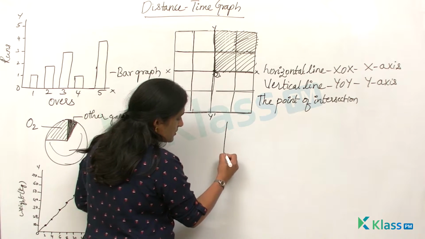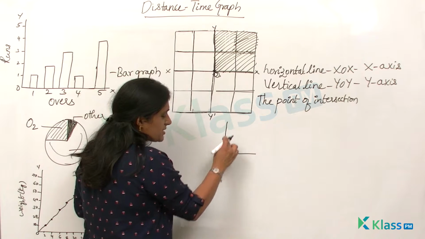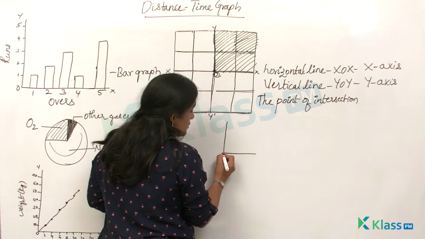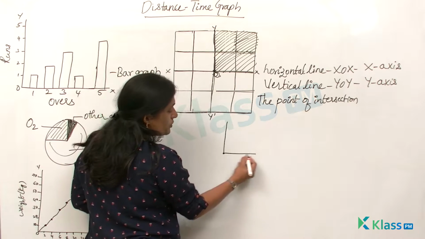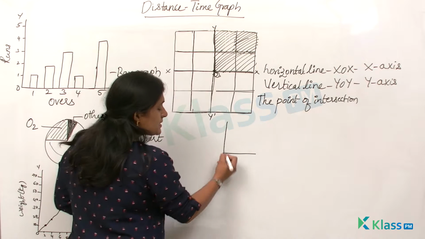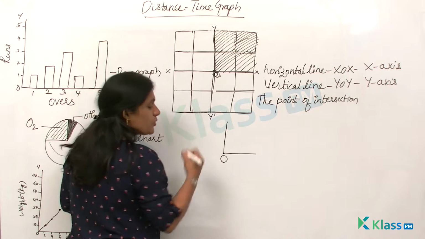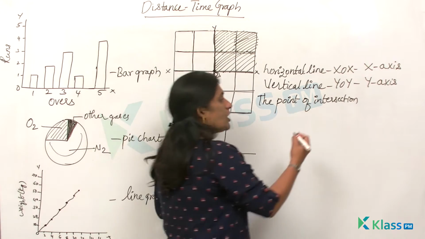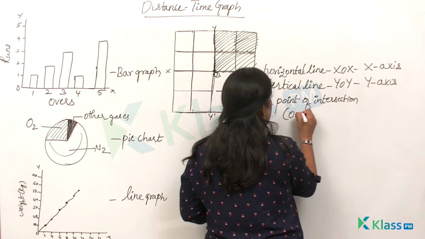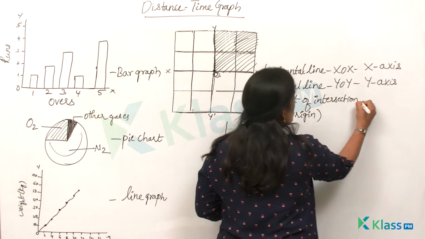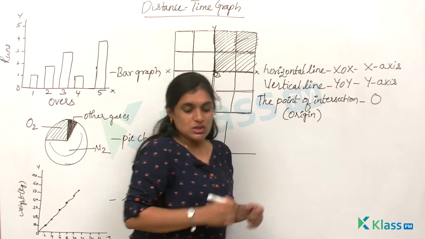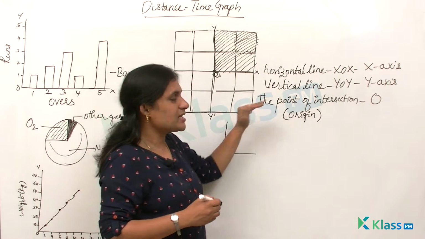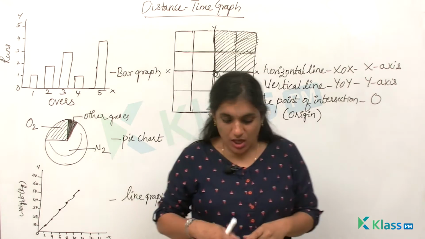See, this is the X axis which runs horizontally, and this is the Y axis which runs vertically. This is the point where these two perpendicular lines meet, and this point is marked as O, which is said to be the point of intersection or origin. You can also mark it as origin of the graph as O. So now you have drawn two lines, X axis and Y axis, and you have marked the point of origin as O.